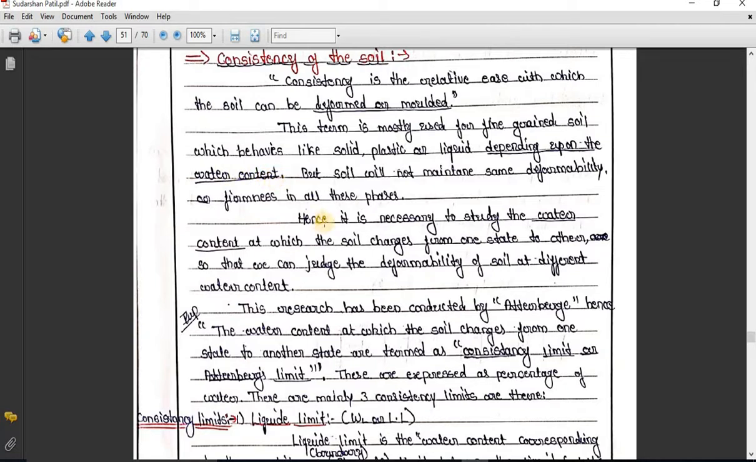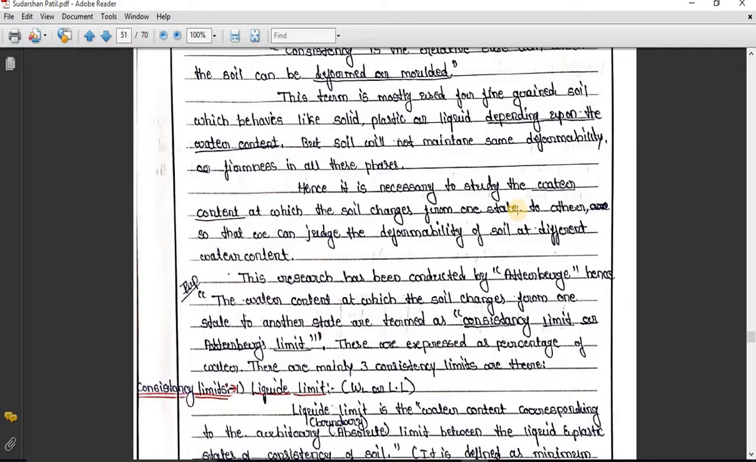Hence it is necessary to study the water content at which soil changes from one state to another state. For example, soil will behave in a solid state, plastic state as well as liquid state. So what is the water content at which soil changes from solid to plastic, plastic to liquid? We have to study that particular water content. Once we know that, we can say the behavior of the soil, whether it is plastic, liquid or solid. So we must study that water content.